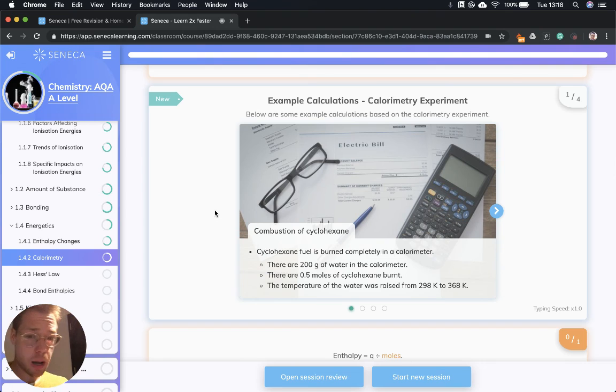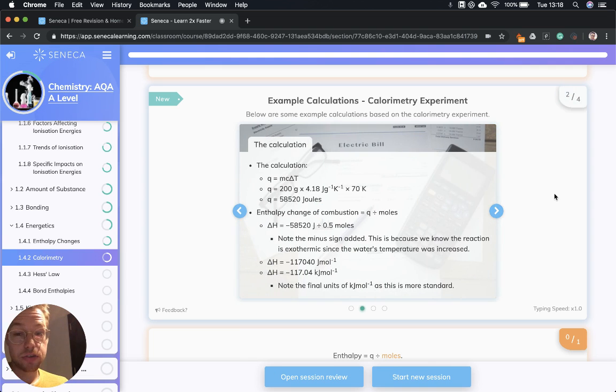So should we go through an example? Let's say we burn cyclohexane, and that's a really good fuel. It's great, one of my favorites. And we burn it, and there's 200 grams of water in the calorimeter, and we burn 0.5 moles of cyclohexane. And the temperature of the water goes from 298 K to 368 K.